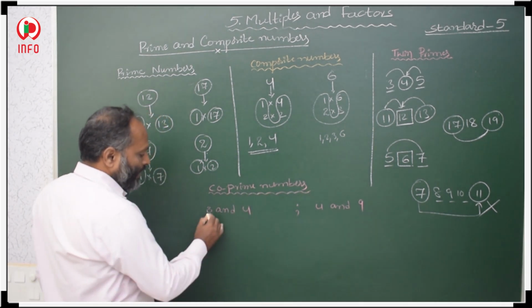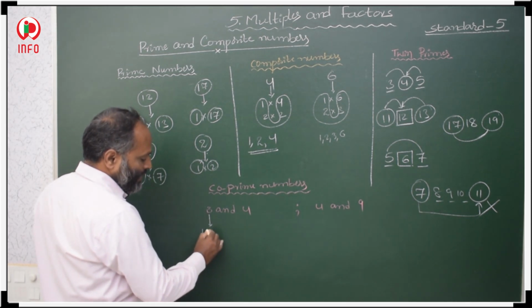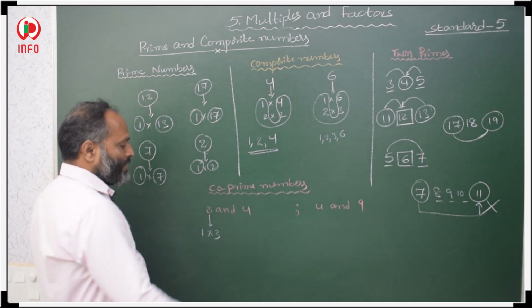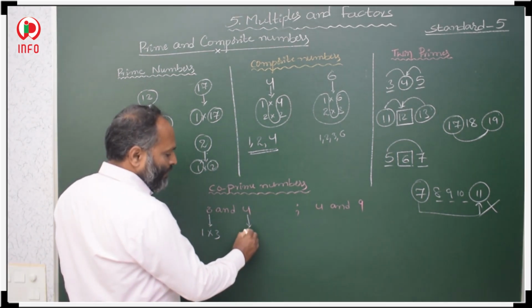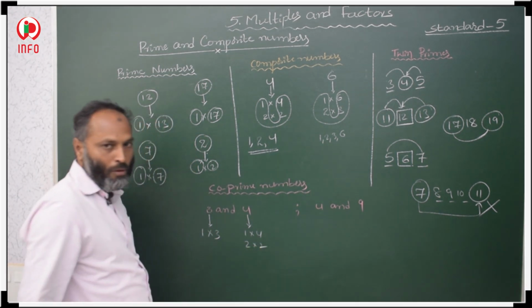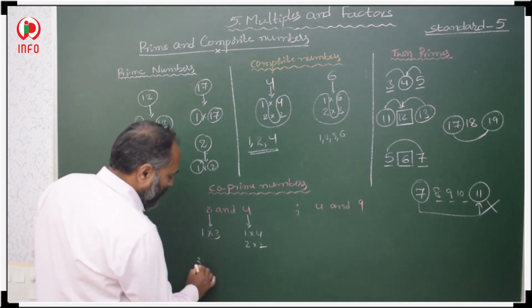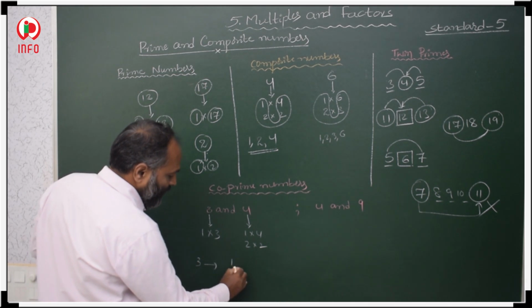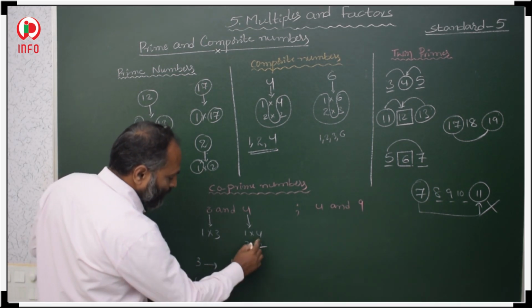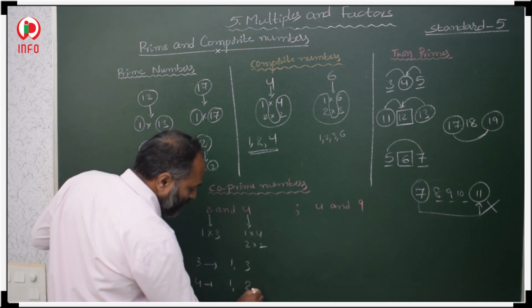Here, first take 3. Factors of 3: 1 threes are 3, no other factors, only 2 factors. In 4 we have 1 fours are 4 and 2 twos are 4. Now what are the factors? Factors of 3 are 1 and 3, and factors of 4 are 1, 2, 4.